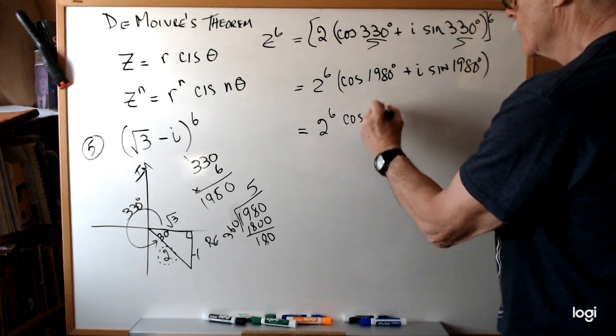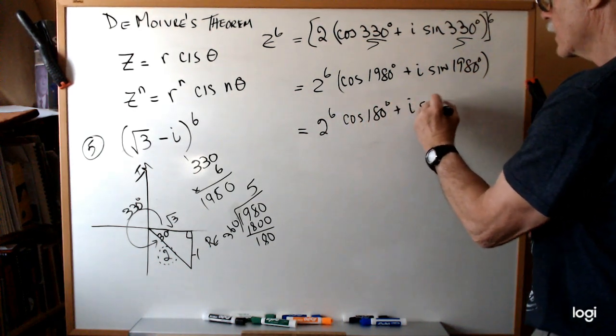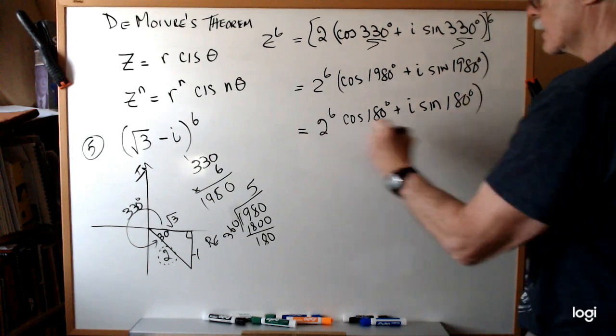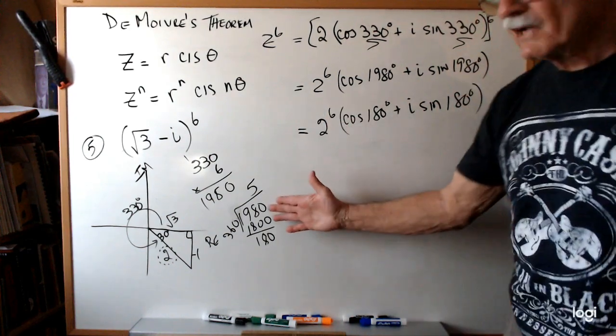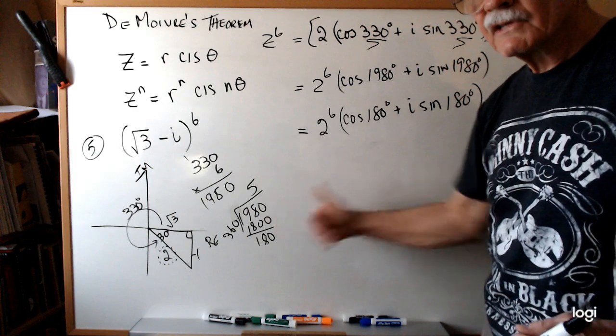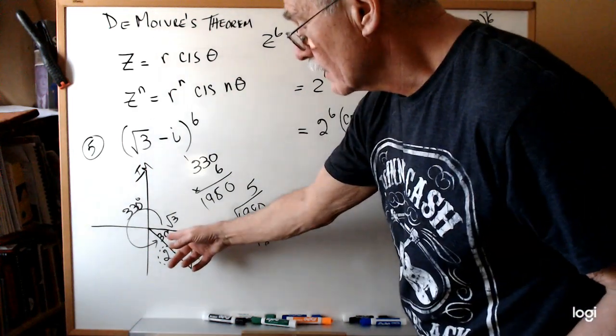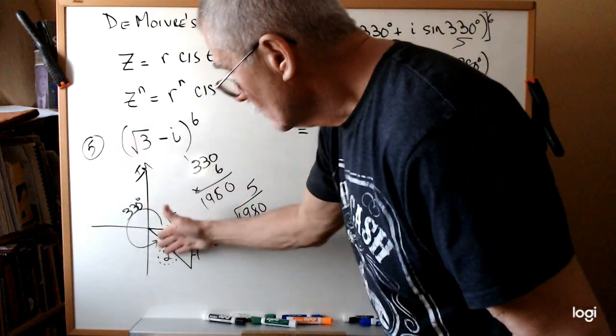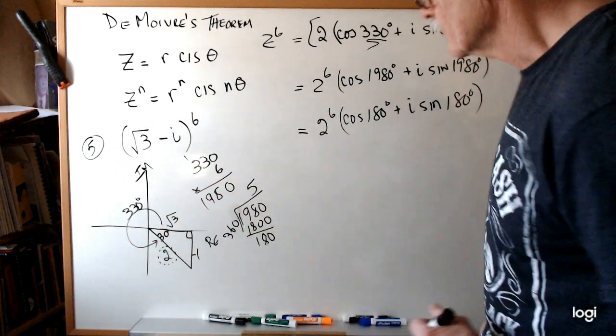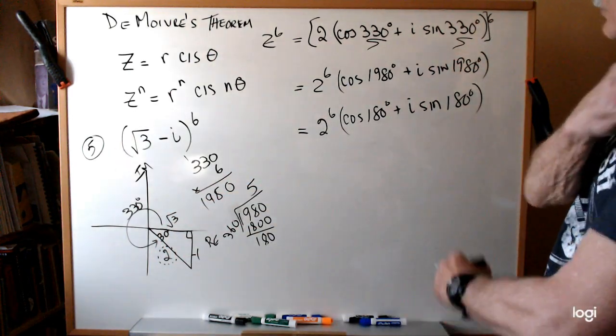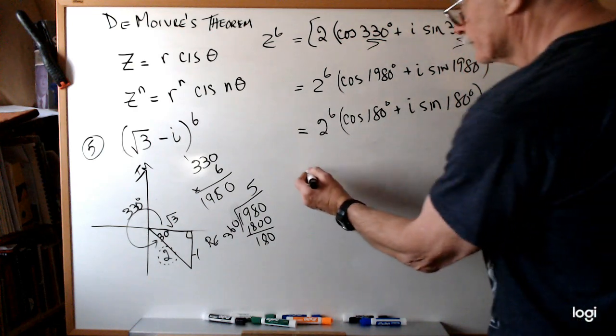So this becomes 2 cosine of 180 plus i sine of 180. Right? Because it doesn't matter how many times it goes around, it's the final angle that we have. It's just like here. This was a negative 30, or 30 once around was 330. It's the same type of thing. Okay, so this we need to work out.